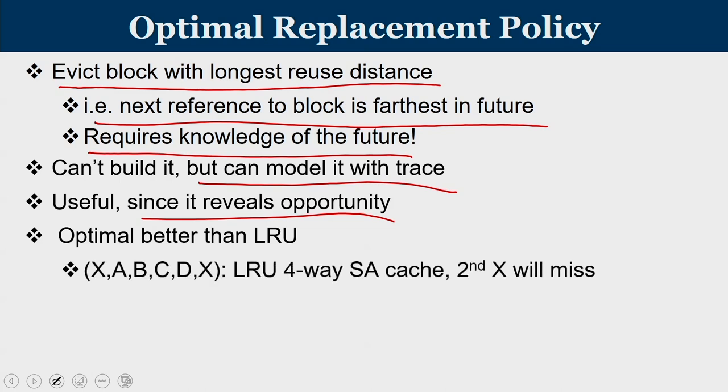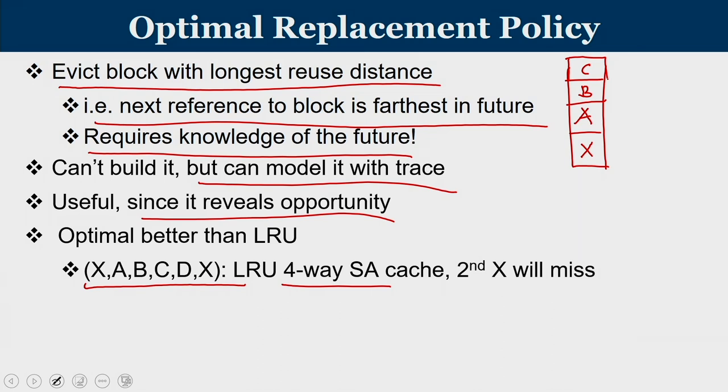So, consider the case that you have a sequence X, A, B, C, D, X, and let us say these are the block numbers which are all mapped to the same set on a 4-way set associative cache. So, if you look at the 4-way set associative cache, first let us say these are the 4 ways. We have X, and then we have A, then we have B, we have C. These are the 4 ones in a 4-way associative cache.